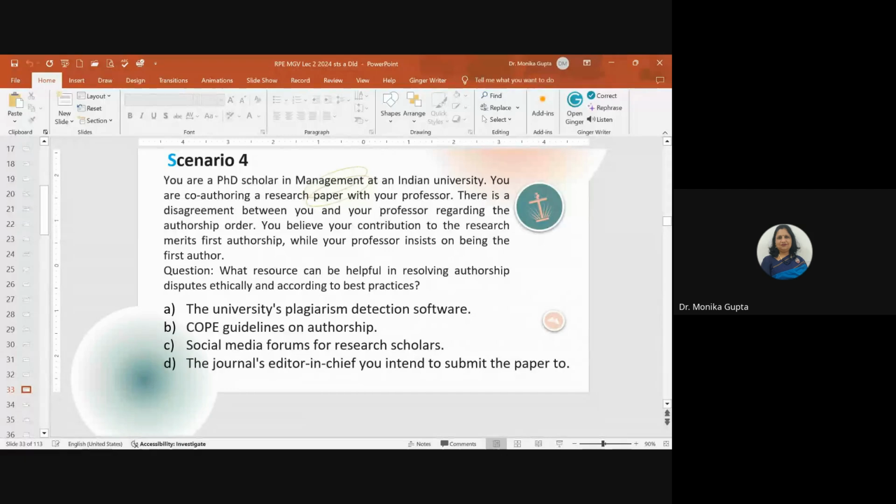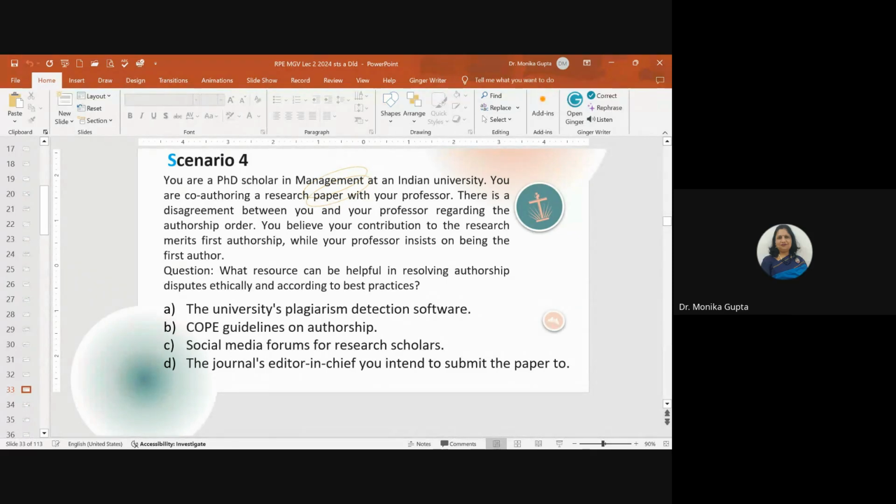So you believe your contribution to the research merits first authorship while your professor insists on being the first author. I hope you will all agree that this is a common practice. So, what resource can be helpful in resolving authorship disputes ethically and according to best practices?